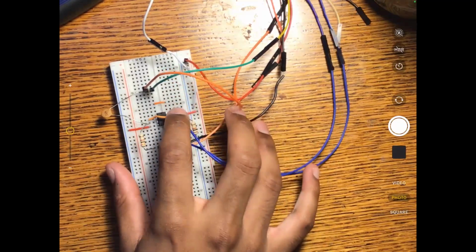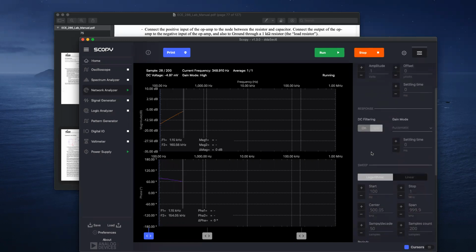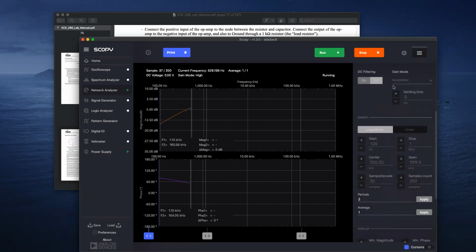It might be hard to tell, but it's on pin 6 of the op amp, and I'm just going to click single and give it a moment to complete its cycle. Of course, you can get more data points by scrolling down on the 3 parallel bar button and then going down to samples per decade.